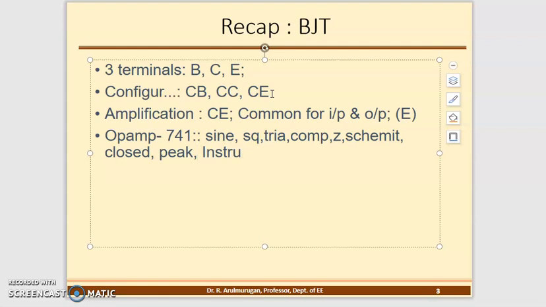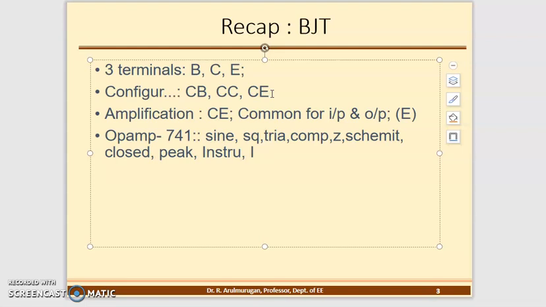Instrumentation amplifier: in the pandemic situation, they used a handheld instrument to find the temperature of the human body. It emits rays, finds the temperature, and the temperature goes to the display. The sensor senses the temperature and displays it, and that is called an instrumentation amplifier.